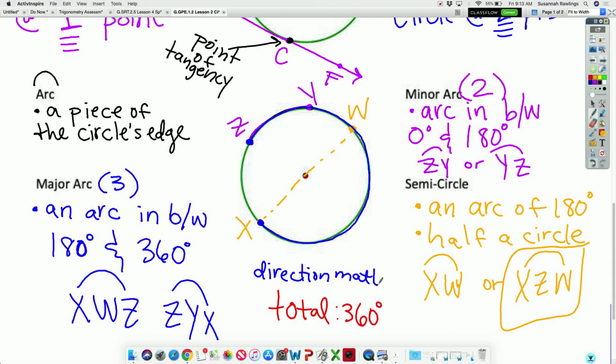You have to follow the letters in order. So that gives you your start, your next one, and your stop. So it gives you the direction there.